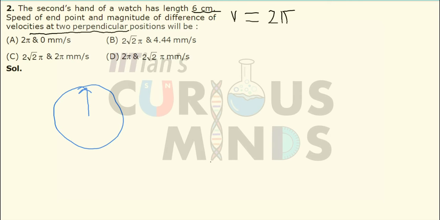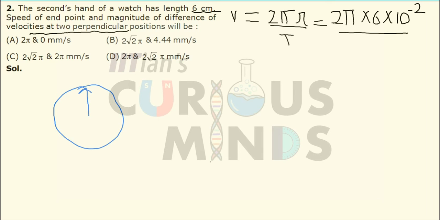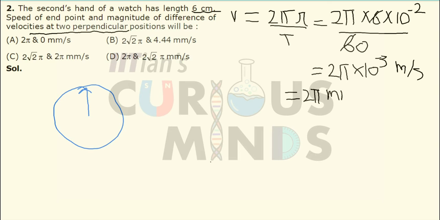v will be equal to 2 pi r divided by t, where t is the time period. The seconds hand takes 60 seconds to complete one revolution, so it will be equal to 2 pi. The radius or the length of the hand is given as 6 centimeter. It will be equal to 6 into 10 raised to minus 2 meter divided by time period. The time period will be equal to 60 seconds. So 6 and 6 will get cancelled out. It will be equal to 2 pi into 10 raised to minus 3 meter per second, or in millimeter per second it will be equal to 2 pi millimeter per second.